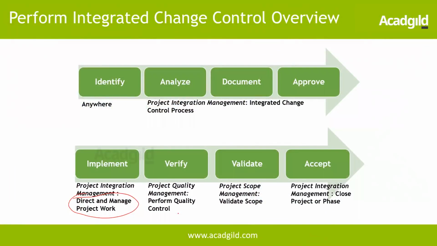validated. Validated means the customer comes and looks at your changes and validates them, and then finally accepts. Once it is accepted, it goes to close project or phase, which is the next process. The customer acceptance will be the input for close project or phase, and then finally we close the project.